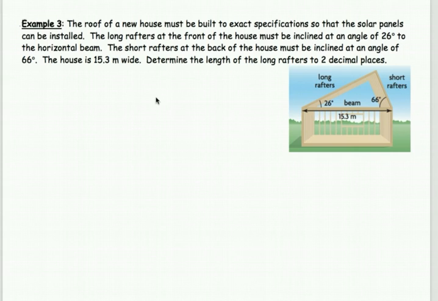Okay, so I'm going to draw this out separately from the picture so that we can get a good view of the triangle. Oh, sorry, that's just a wobbly triangle. We don't have a right angle triangle, so don't use SOHCAHTOA. We know we have a 66-degree angle in this corner, a 26-degree angle in this corner, and this one measurement here at the bottom for the horizontal beam. That's all the information we are given. They're asking us to find the long rafters here. We can call that X or whatever letter you want to use.